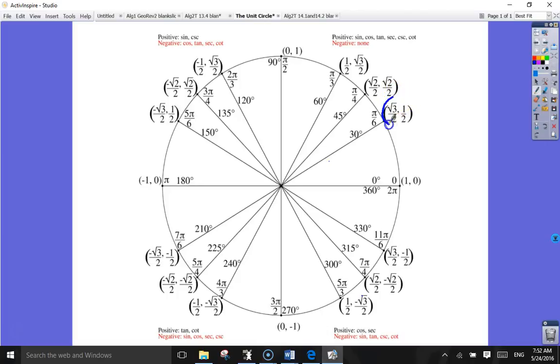Right there. It's also here, right? But remember, the cosine is only done in quadrants 1 and 2. So we don't need this answer, we need this answer. And the answer is pi over 6, or 30 degrees.